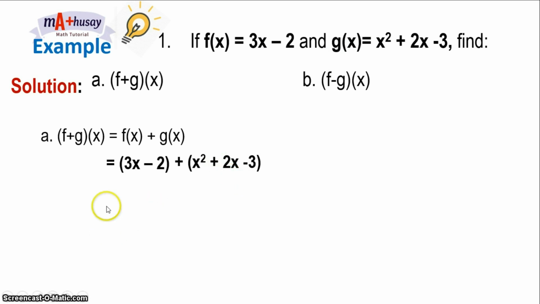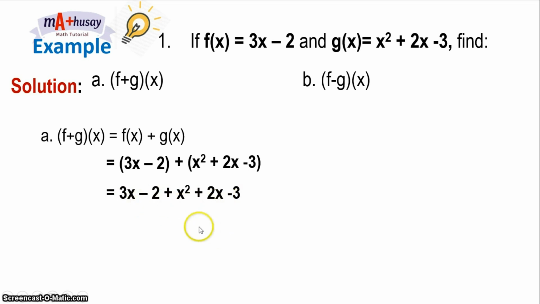So, since positive or addition yung ating operation, so hindi na magbabago yung operation dito sa loob ng parenthesis, no? So, we have 3x minus 2 plus x squared plus 2x minus 3. So, combining like terms, so ano na lang ang pwede nating i-combine? Pwede nating i-combine si 3x and 2x. Magiging 5x, right? So, ang negative 2, pwedeng i-combine sa negative 3, which is negative 5.